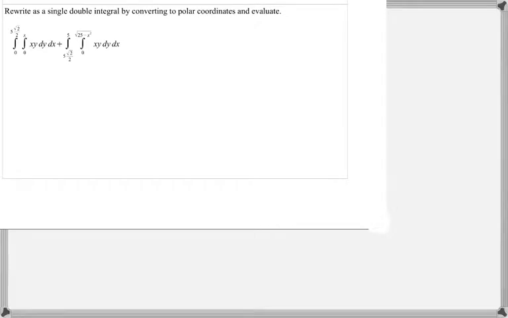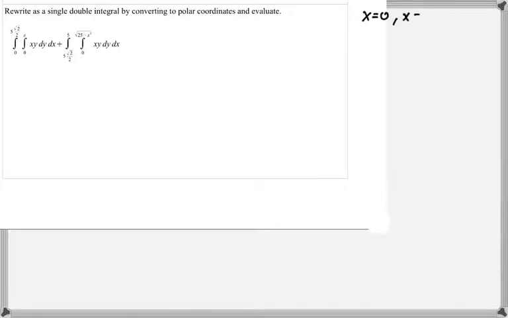Okay. So this one here, it says to rewrite as a single double integral by converting to polar coordinates. So we have the integral from 0 to 5 root 2 over 2, integral from 0 to x of xy dy dx, and then we have plus the integral from 5 root 2 over 2 to 5, integral from 0 to the square root of 25 minus x squared of xy dy dx.